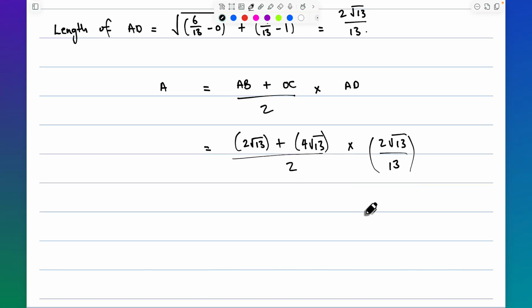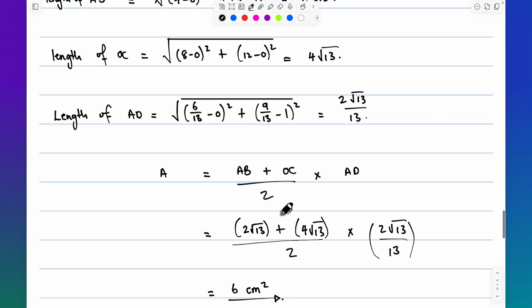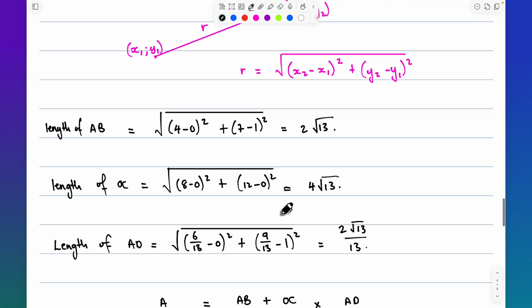Okay. So let's see what we get there. 2 root 13 plus 4 root 13 divided by 2. You multiply that by 2 root 13 over 13. Wow, you get an answer of 6. That's okay. That was a mistake. I don't know how that ended up being an exact value, but okay, I'll take it. But essentially that's how you solve that problem.